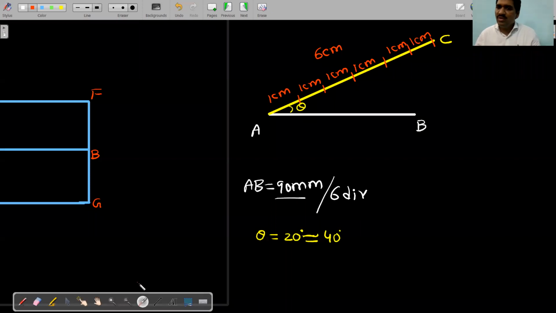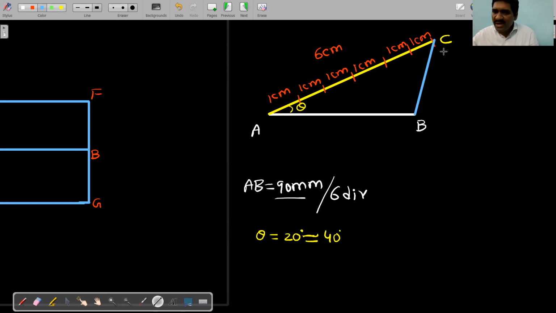The very important point is that each division should be equidistant. I want to divide this AB into 6 divisions, therefore I'm marking 6 divisions on this line, 1 centimeter each. Now, join the end points of the lines. For this AC, C is the end point. For this AB, B is the end point. Therefore, just join these 2 points.